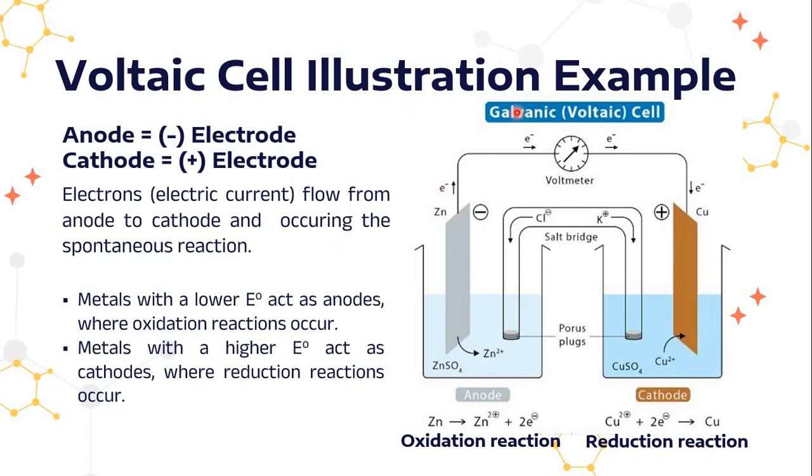So this is the voltaic cell illustration example. Look at this picture. This is the diagram of a voltaic cell. In this picture, the voltaic cell consists of two electrodes, namely the anode and the cathode. Remember that in voltaic cells the anode is the negative electrode and the cathode is the positive electrode. Always remember that in voltaic cells it is like this.